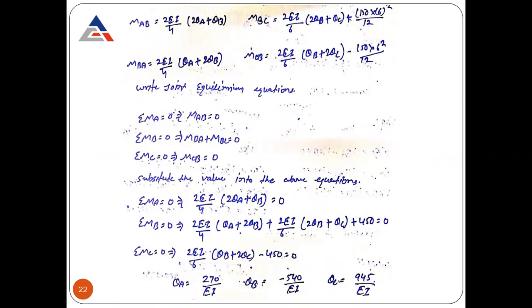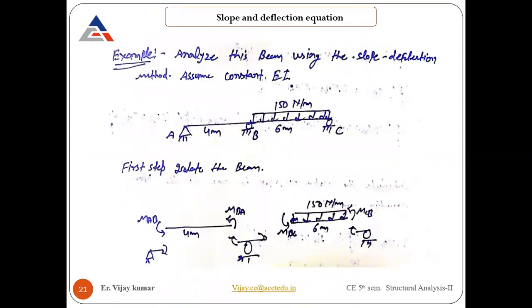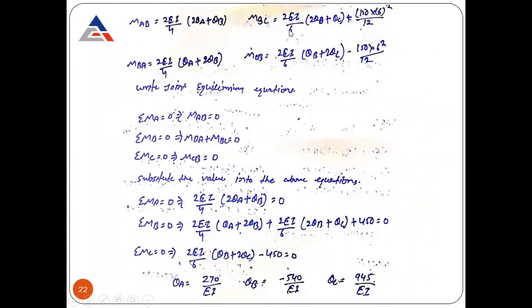So from the direction it's moving, we need to take the sign. It is in the anti-clockwise direction. So I'm taking this as positive and this one as negative. So positive is anti-clockwise direction. So 2EI by L, where L means the length of the segment, which is 6, times (2 theta B plus theta C) plus the fixed end moment, which is for UDL.